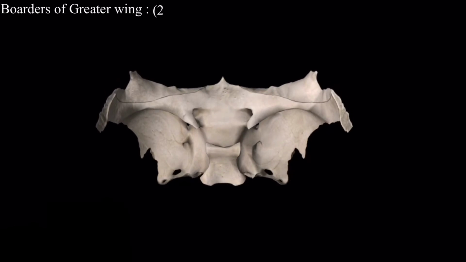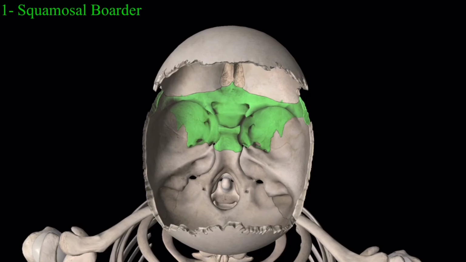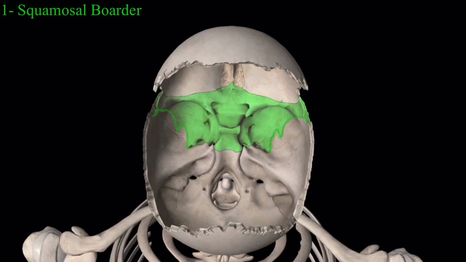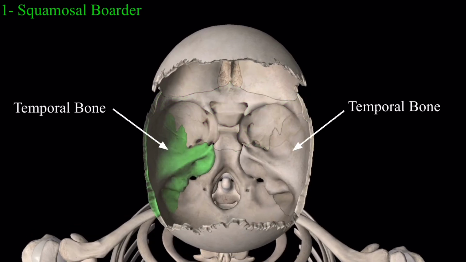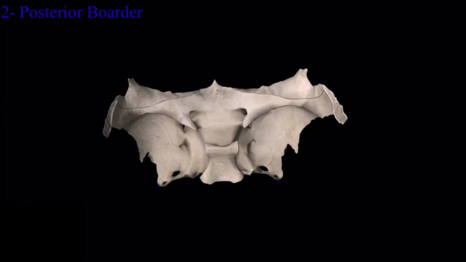Now we come to the borders of the greater wing. There are two borders, the squamosal border and the posterior border. Squamosal border. This is the squamosal border, and as you can see, the squamosal border articulates with the temporal bone.